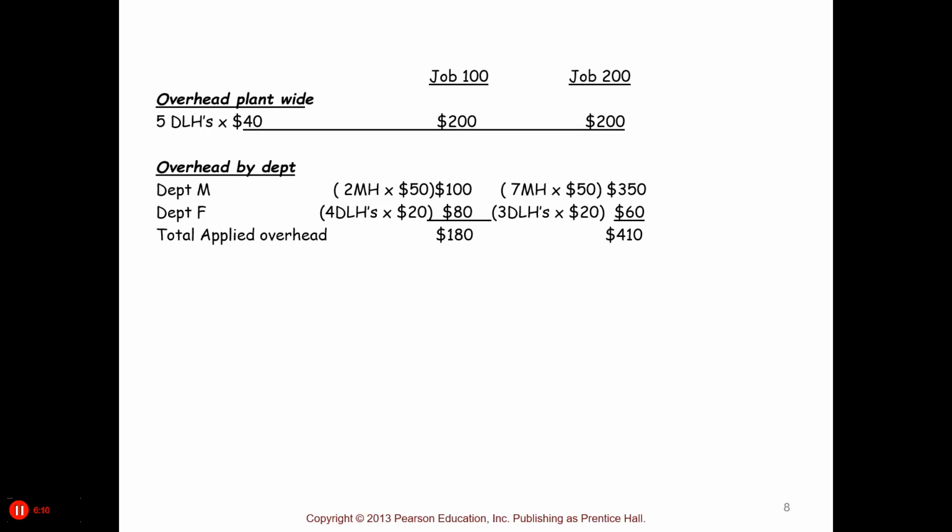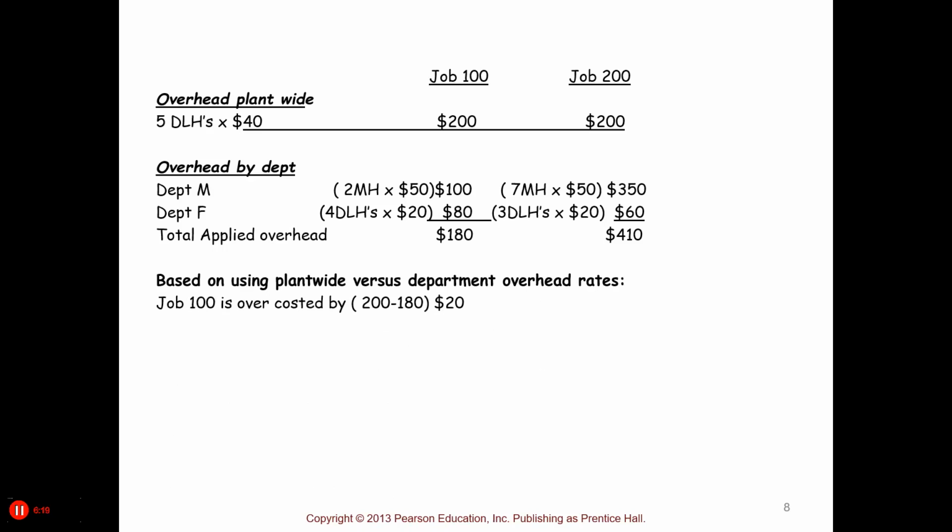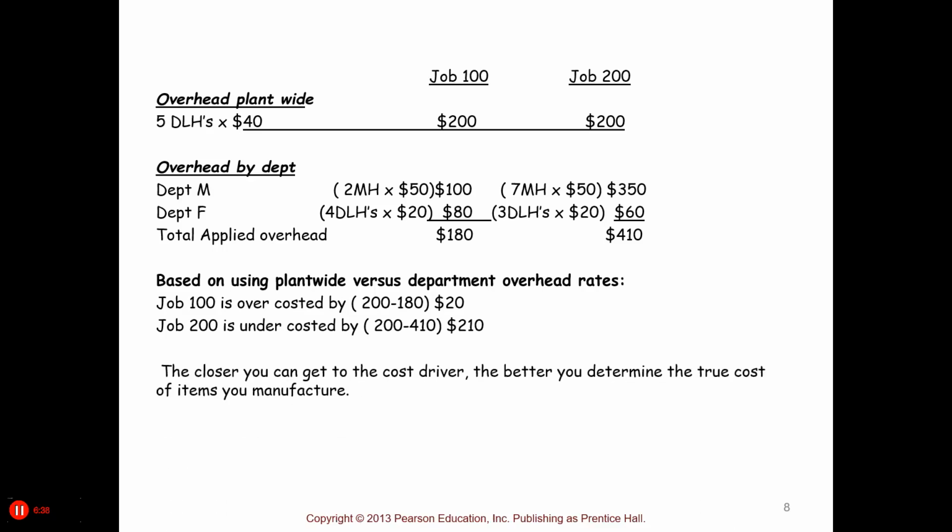We get $180 for job 1, and for job 2 we get $410. So what it means is that job 1 is overcosted based on using the plant-wide overhead by $20, and job 2 is undercosted by $210. That's quite a difference. So the thing to remember: the closer you get to the cost driver, the better you determine the true cost of the items you manufacture, which also helps you make the most profit if you know where all your costs are going.